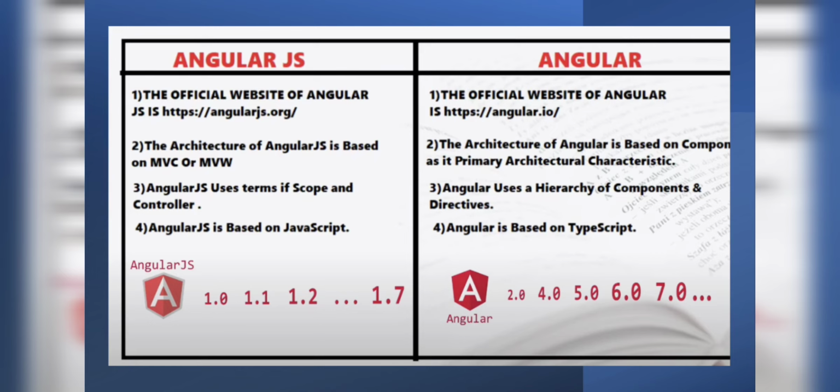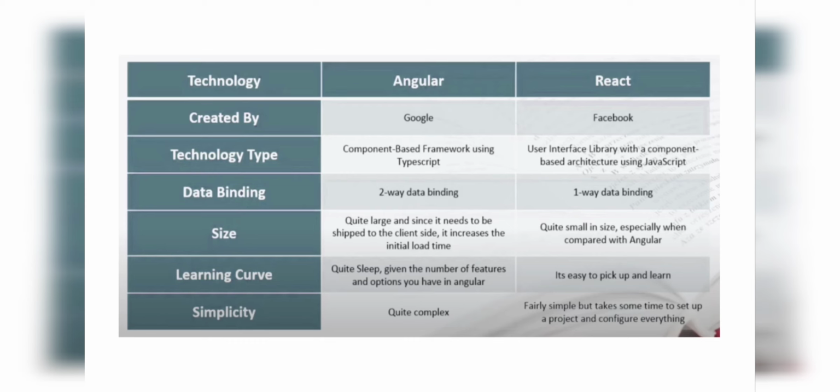The architecture of AngularJS is based on MVC or MVW. The architecture of Angular is based on components, as its primary architectural characteristic. AngularJS uses terms like scope and controller, and Angular uses a hierarchy of components and directives. AngularJS is based on JavaScript and Angular is based on TypeScript. There are also many other versions, so these are the versions.